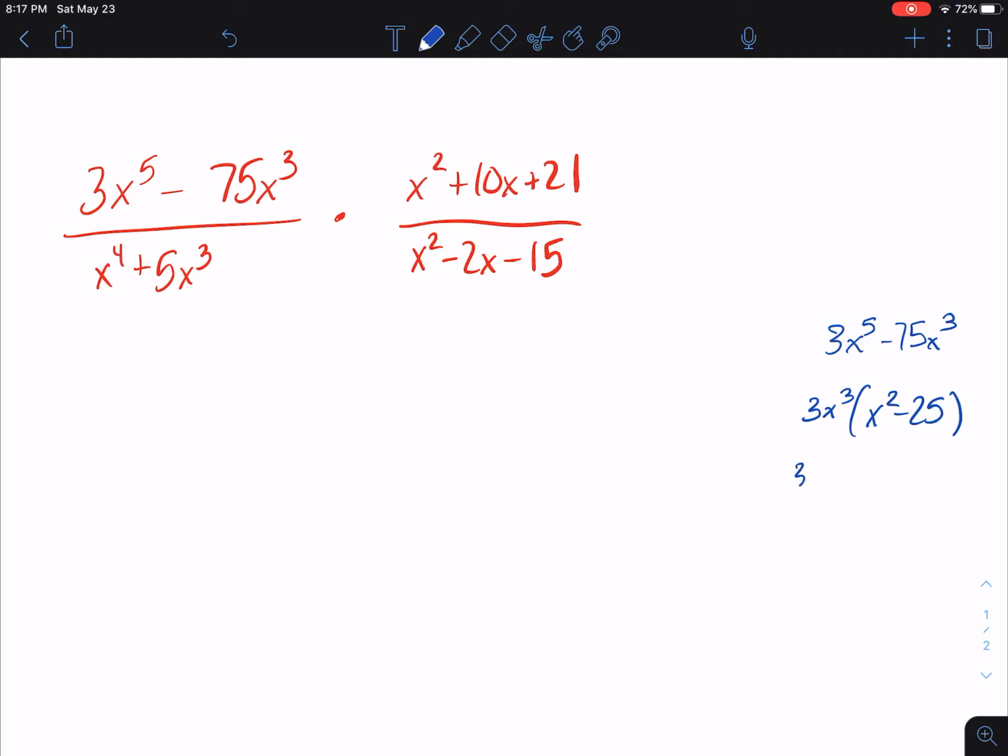and so I want to take this to the next step where I do 3x to the third, because that was what we took out, but then I have to do x minus 5, x plus 5. So there's like a second level of factoring there. So again, make sure you're factoring completely.